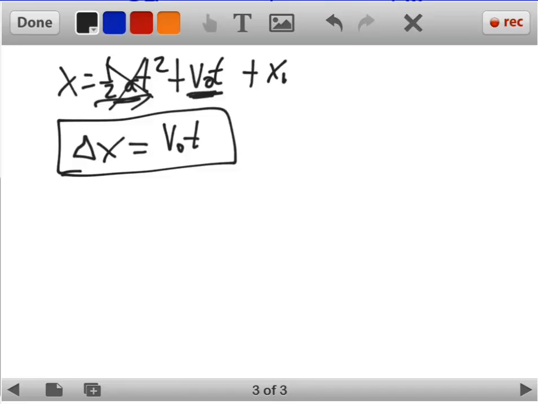Okay, so there's a problem today to work that's just strictly horizontal. We've done things like that before. I'm not going to do an example problem like that.